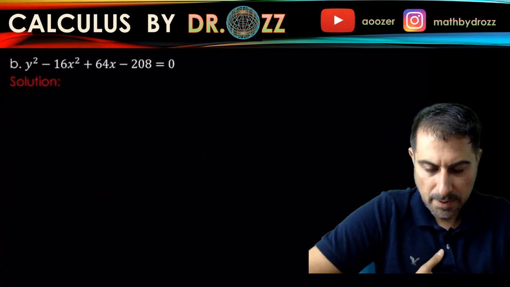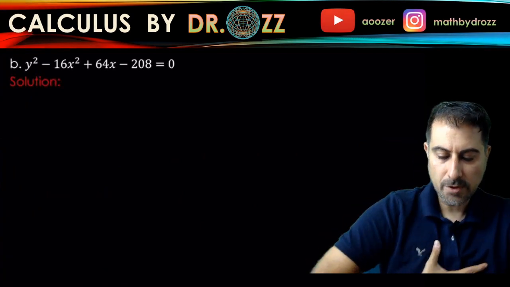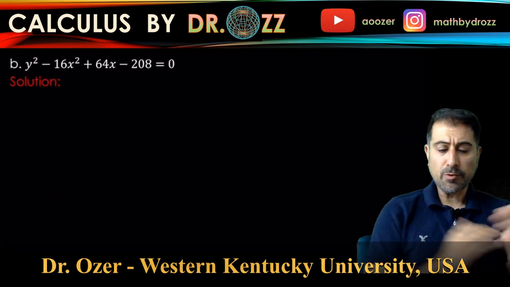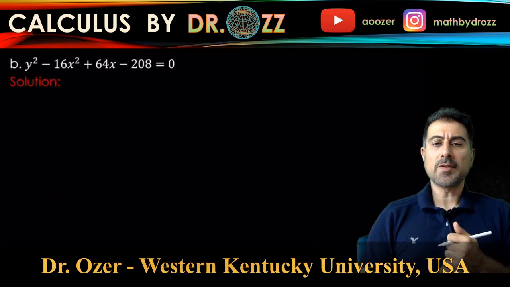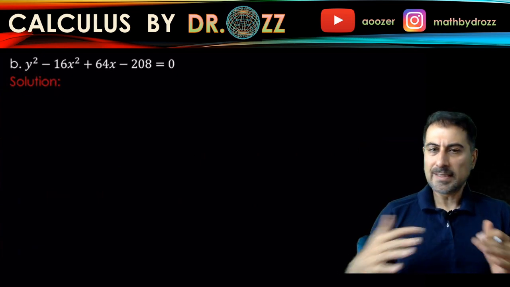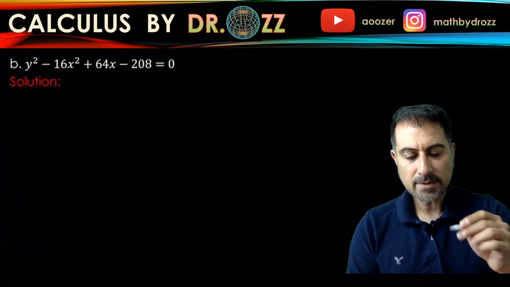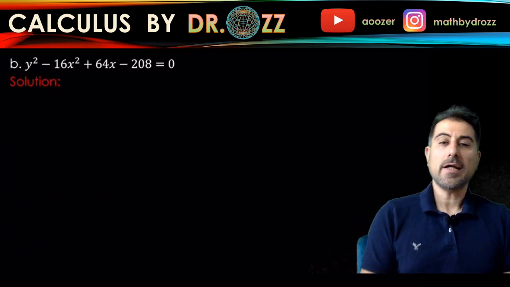All right, let's look at part B. We are given the equation in the form of y squared minus 16x squared plus 64x minus 208 equals 0. This is not the standard form, so our first task is completing the square, okay?